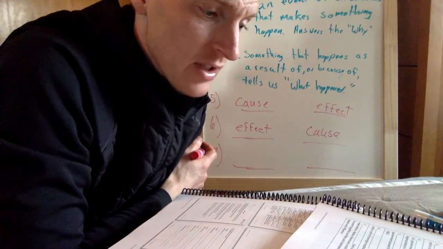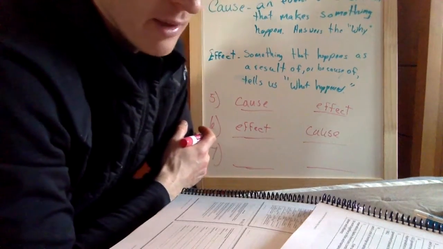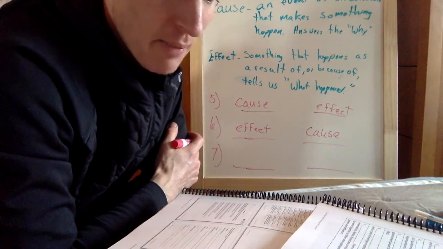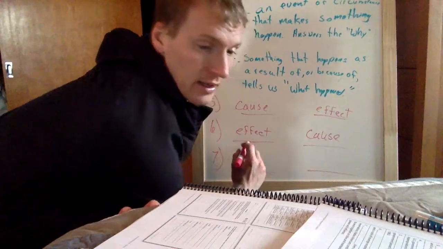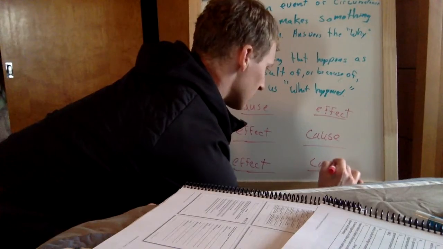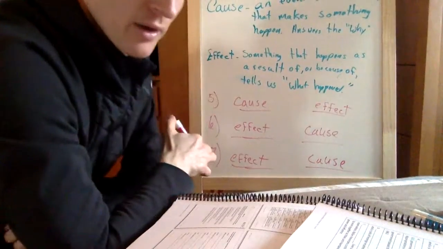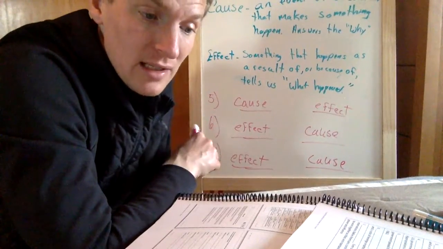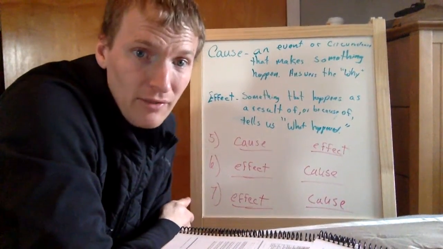And number 7. Even on the reservations, Native Americans continued to work together as tribes and maintain the power and influence. The U.S. government passed the Indian Appropriations Act of 1871 and stopped recognizing tribes as independent nations. That's the cause. First one is the effect. They continued to work together to maintain the power and influence because the U.S. government passed the Indian Appropriations Act and stopped recognizing them as independent nations. So they continued to do it. Okay? So that's cause and effect.